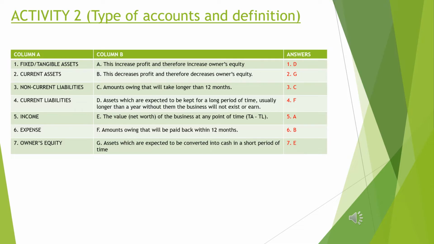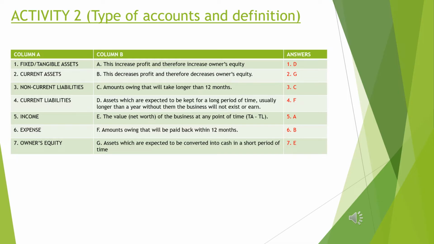An expense is an outflow of money where we are paying for our expenses as and when they fall due. For such payment, it will decrease profit, and therefore also decrease owner's equity. So an expense automatically reduces owner's equity, because the income that is distributable to the shareholders will be reduced because it's an expense. So B is matched with 6. Let us continue.